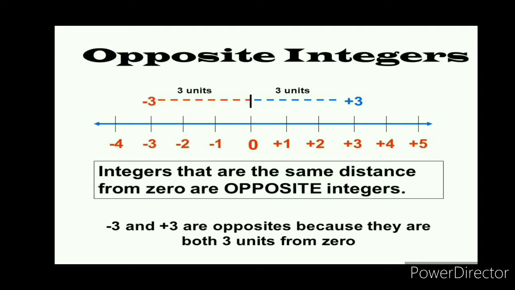What are opposite integers? Integers that are the same distance from 0 are opposite integers. In this number line, we have selected two numbers on both sides, -3 and +3. The distance between 0 and +3 is 3 units. The distance between 0 and -3 is 3 units. So, -3 and +3 are opposites because they are both 3 units from 0.